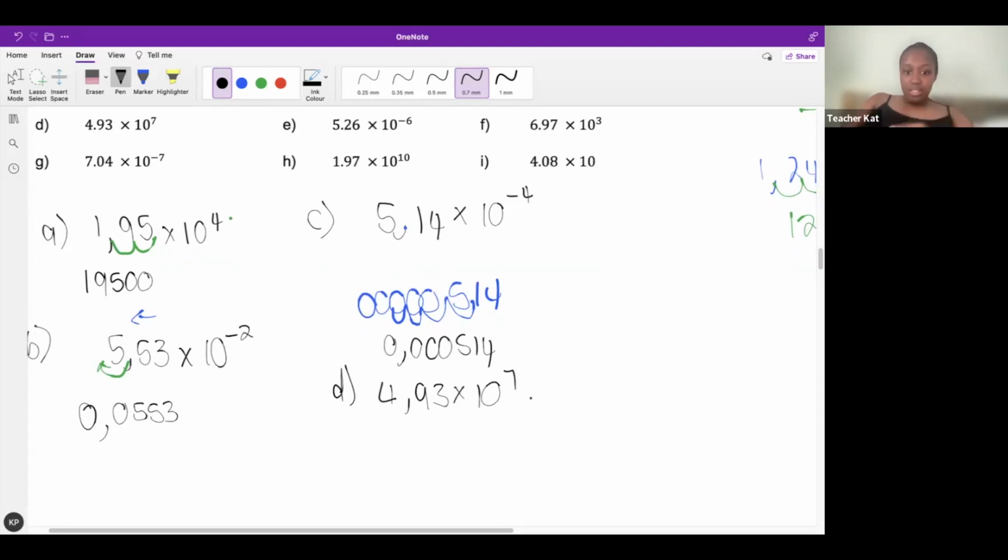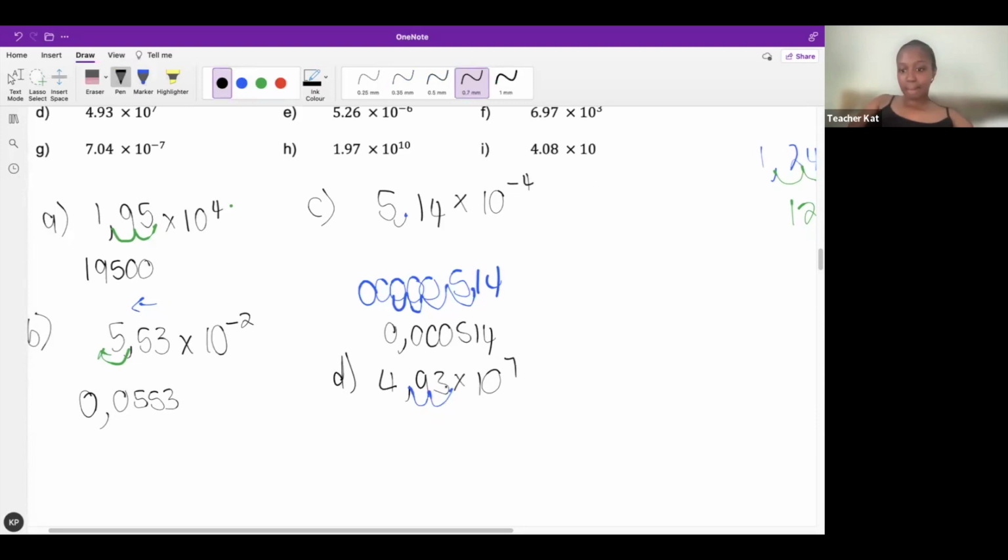Okay, we're moving right. We have to move 7 times, but I only have 2 numbers, 1, 2. That means how many zeros am I adding after this number? Nice. 4, 9, 3. 1, 2, 3, 4, 5. So that is what? 49,300,000. Okay, on the last 4, thumbs up, thumbs down, and then we can have a quick brain break.